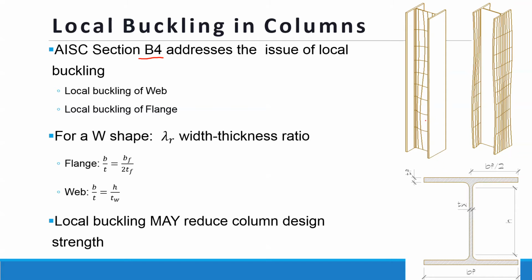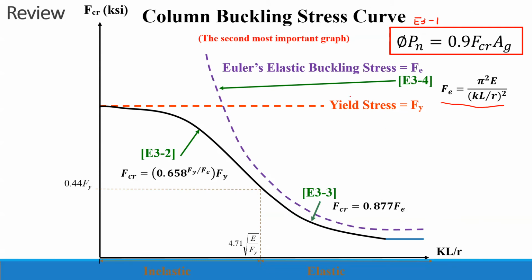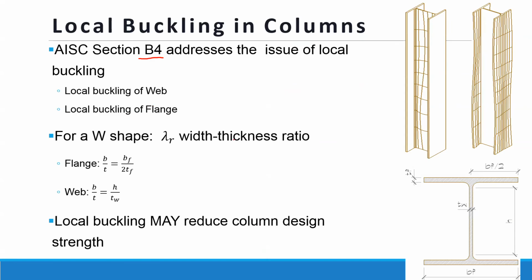That means prior to the global buckling, it probably will fail in the web like the graph showing here, or if you have very thin flanges, it probably will fail locally in the flanges. Those failures typically take place prior to the buckling we talk about in this graph. So we have to address local buckling prior to other steps.